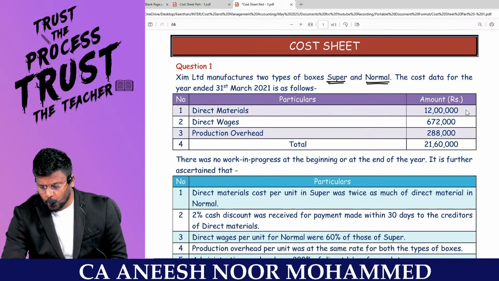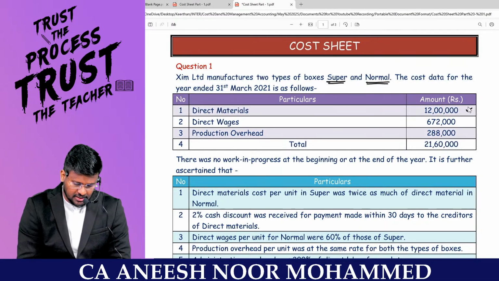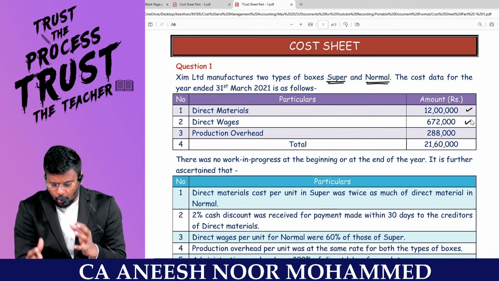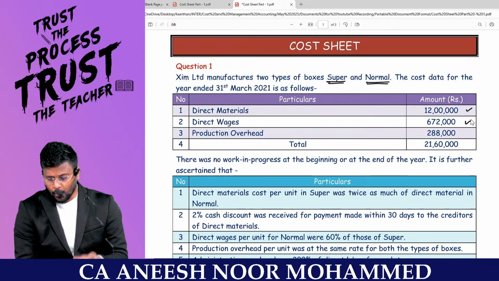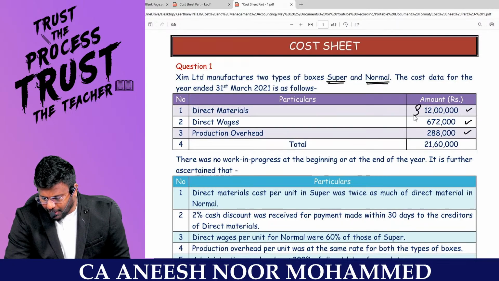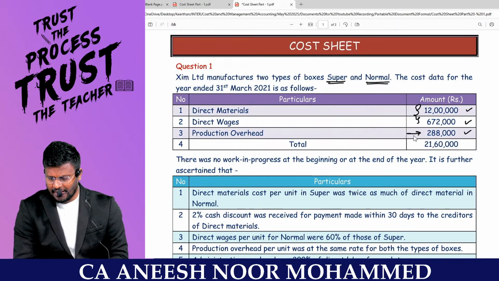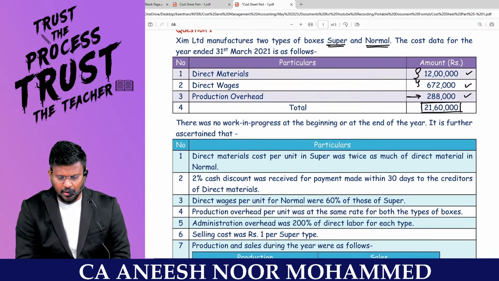Direct material 12 lakhs. That means they incurred a total direct material of 12 lakhs. Direct wages 6,72,000. For both the products, they have incurred direct wages of 6,72,000. And production overhead, sir, this is not prime cost, this is overhead. Total production overhead 2,88,000. Total comes to 21,60,000 rupees, my dear lovable students.